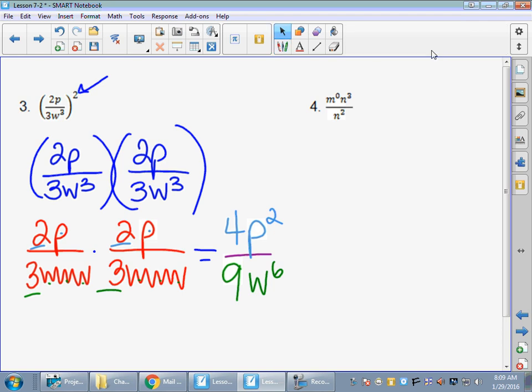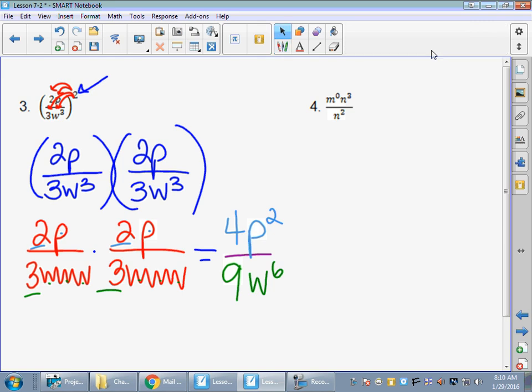So remember, if we're thinking shortcut, let me go back to my original. I distribute this squared to everything. So 2 squared is 4. P to the second power. 3 squared is 9. W to the third squared, power to a power, you multiply those. Again, if you don't get the shortcuts or are confused or not confident, write it out, because that way you are confident that your answer is 4p squared over 9w to the 6.